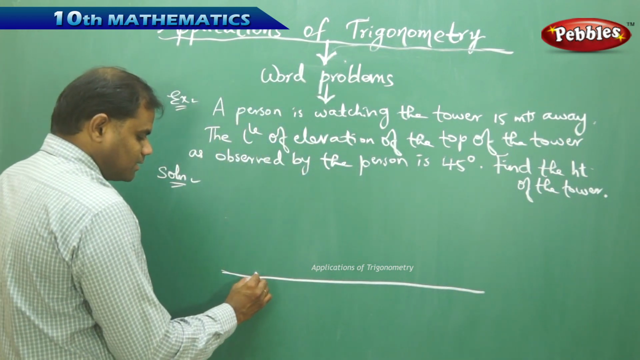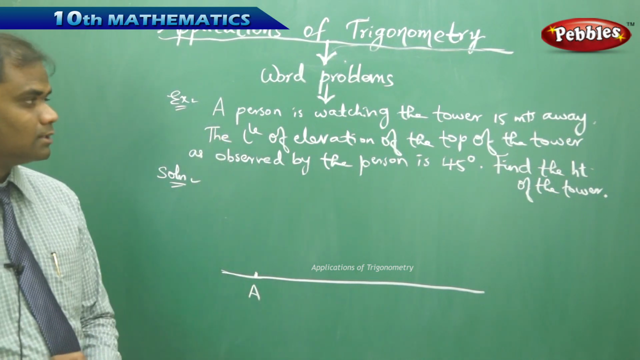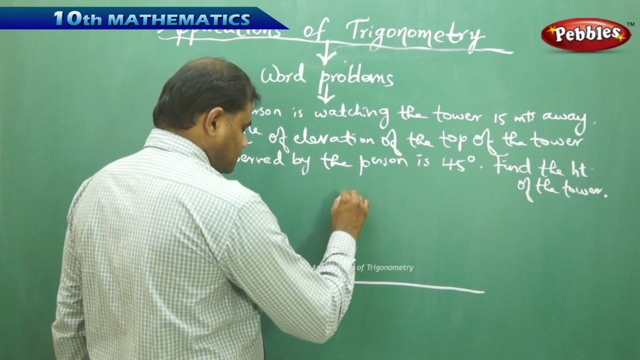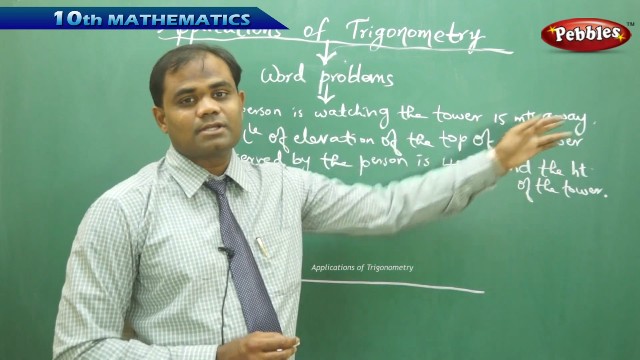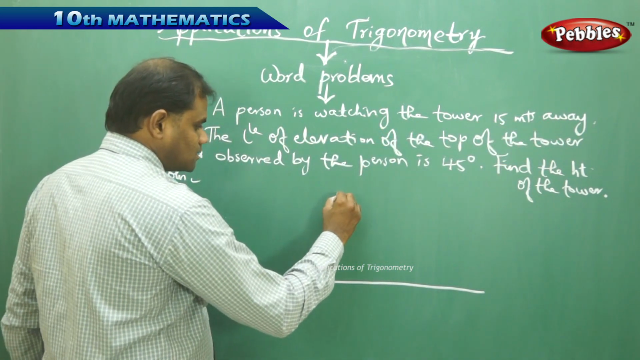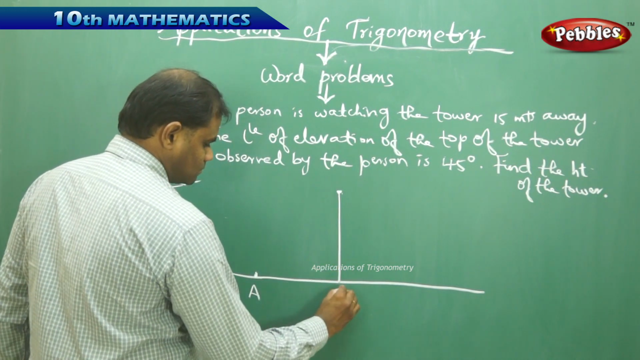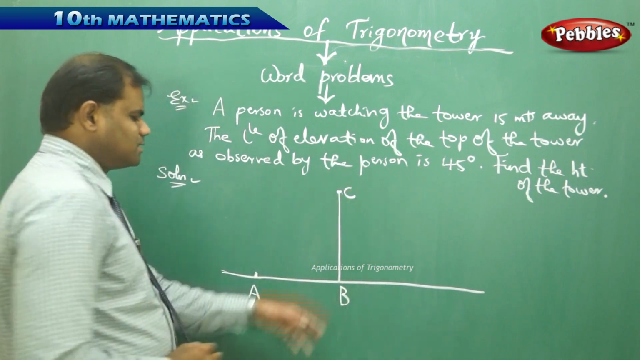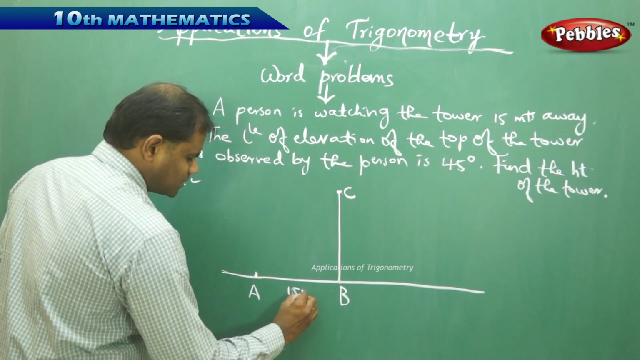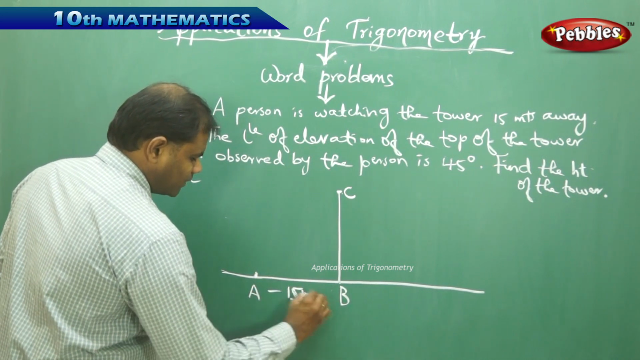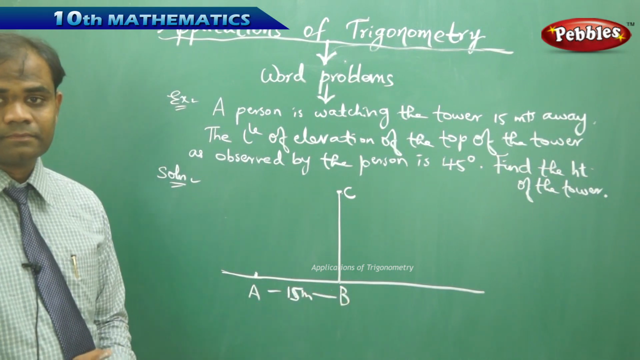Now let's see, here is the person at A, there's a person standing out here. So there is a tower out here exactly 15 meters away, because it says that a person is watching the tower 15 meters away. That is, if this is my tower, if BC is my tower, then the person is exactly standing 15 meters away from the tower. That is AB equals 15 meters.